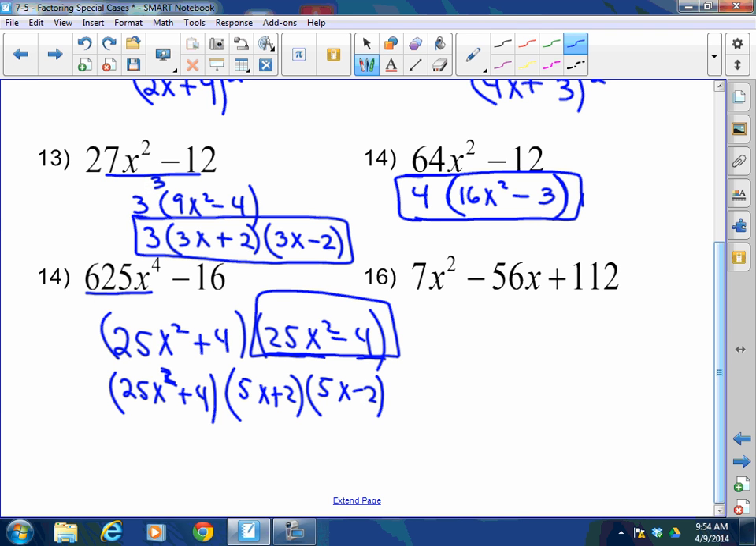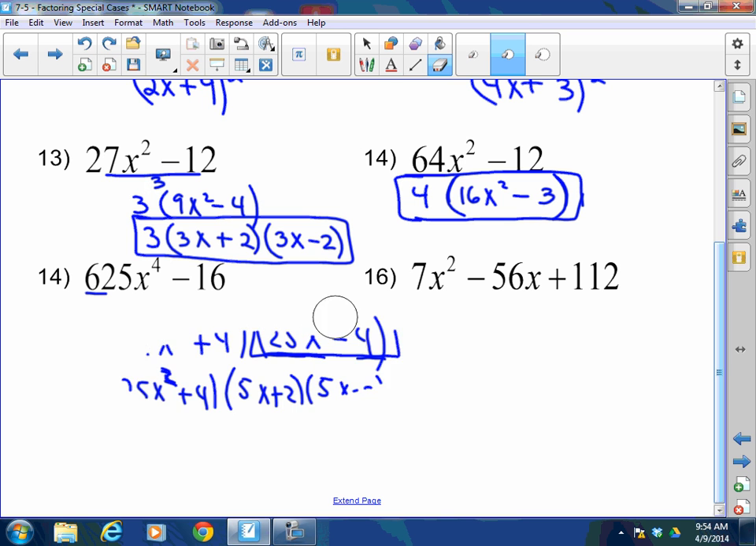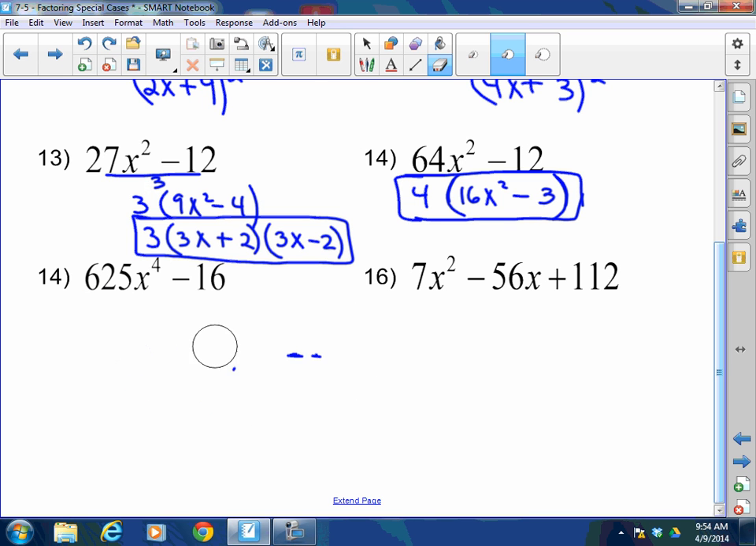You promised me. What happened? What do you mean you don't get it? We did the same exact thing. Square root of the first. We did the same exact thing. Well, if you got the first part, you'll get the second part.